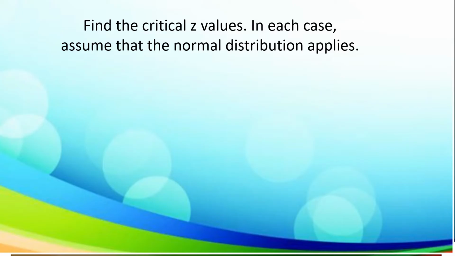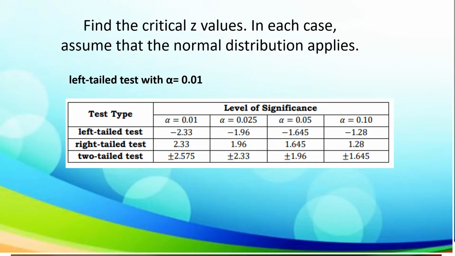Now, let us use the table of critical values to be able to answer this task. Find the critical z-values. In each case, assume that the normal distribution applies. With the given left-tailed test with alpha 0.01. Using the table of critical values, we can see here is the left-tailed test, and here is the given significance level, which is 0.01. Therefore, our critical value is negative 2.33.